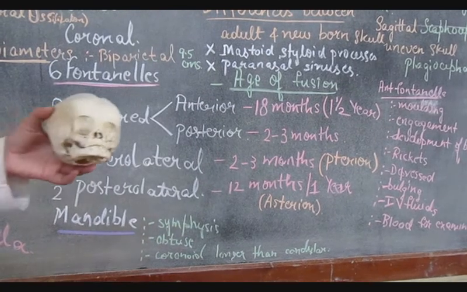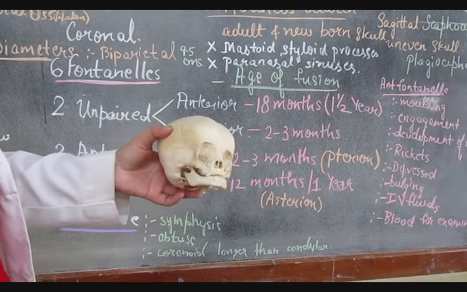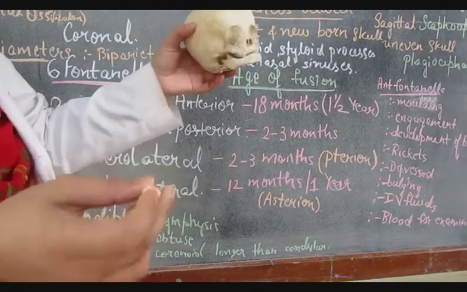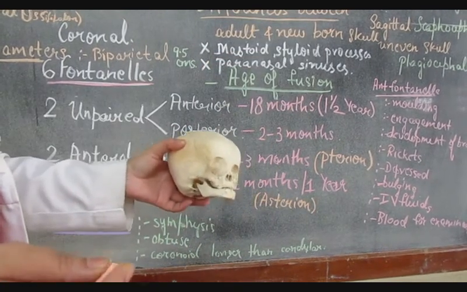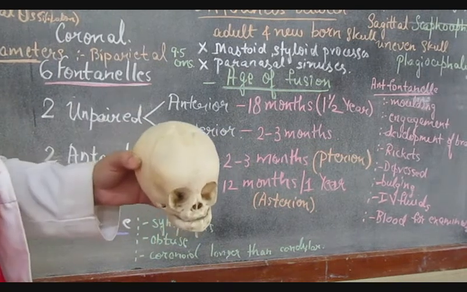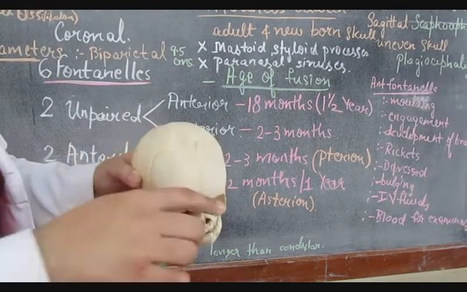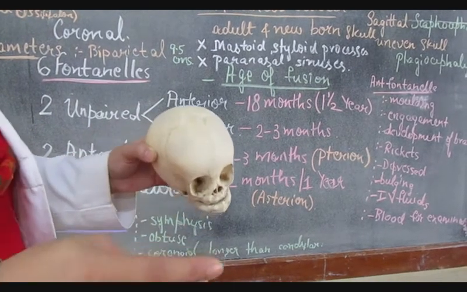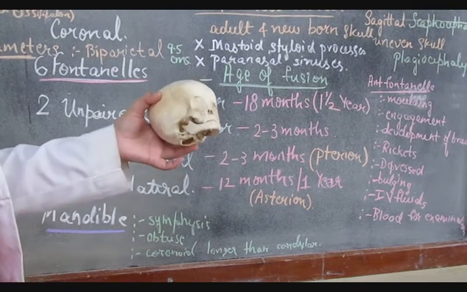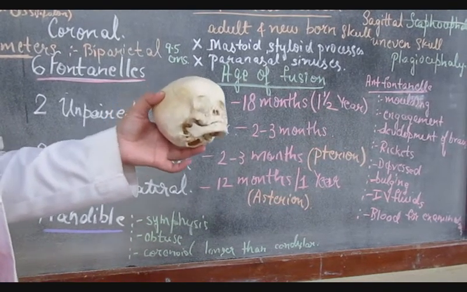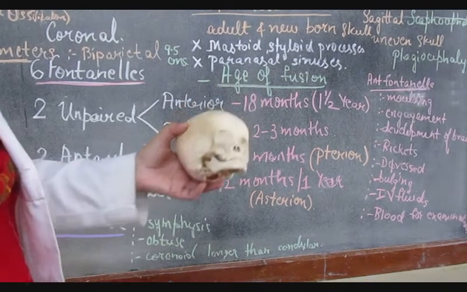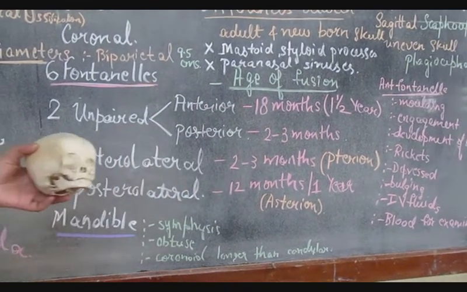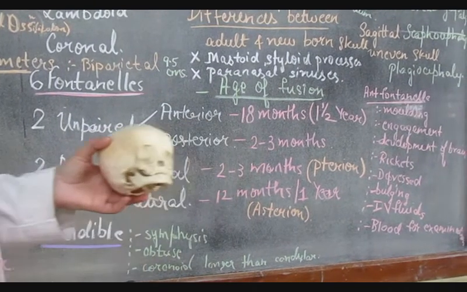Then age of fusion we have covered. Anterior fontanelle importances: first is molding, then engagement of the fetal head by palpating the sagittal suture and the anterior fontanelle, and development of the brain, because massive brain development occurs by 2 years, so 18 months, after which it is supposed to fuse. If it doesn't fuse, then it indicates rickets or calcium and vitamin D deficiency.